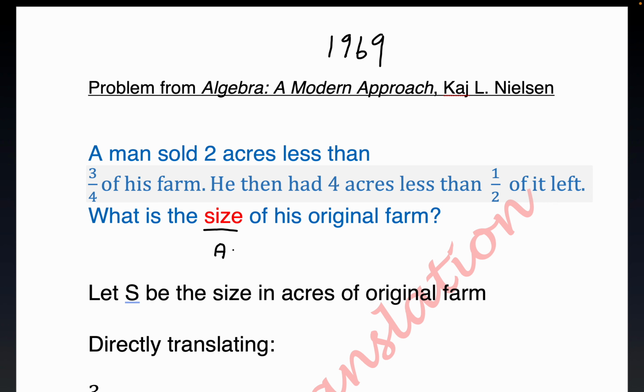Note that an acre is just a measure of area, okay? So when they ask what is the size, they mean the size, the area of the land, okay? Now, this is an example of a direct translation. We're going to let S be the size in acres of the original farm.